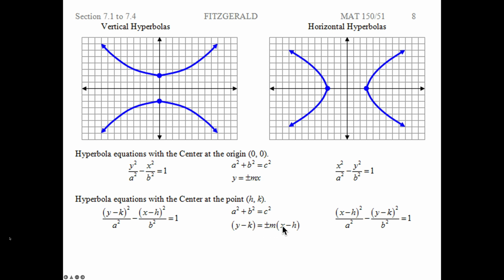Oh, but that's going to be super nice because you'll just steal the y minus k binomial and the x minus h from the equation and just put the slope being multiplied to the x minus h binomial.